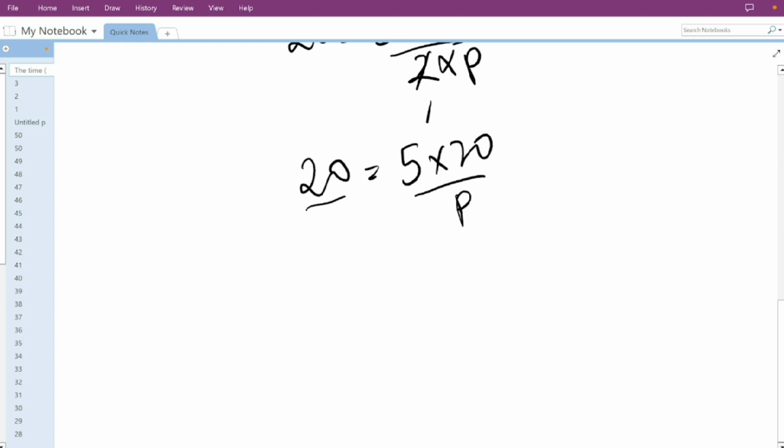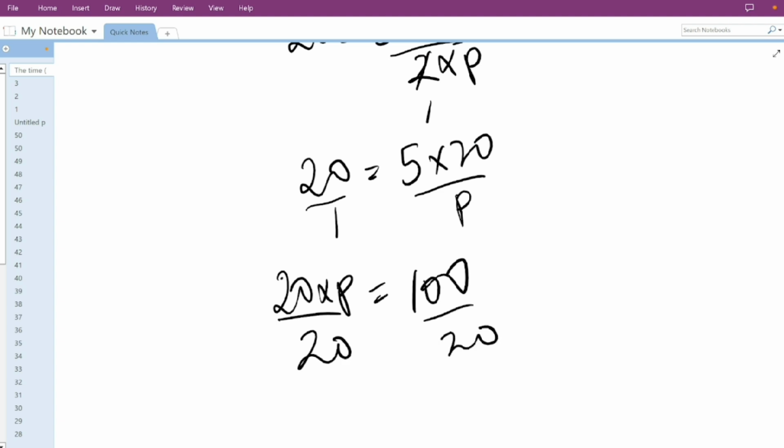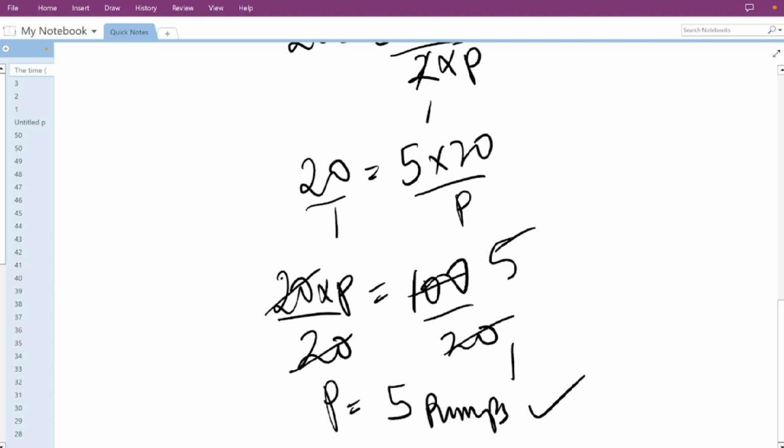At this point, you can say 20 over 1, then we cross multiply. So we have 20 times P equals, on the other side, 1 times 5 times 20. We know 5 times 20 is 100. We divide both sides by 20. 20 cancels 20, we have P on this side equals 20 here 1, 20 here 5. So P is 5. So we have 5 pumps. Our final answer.